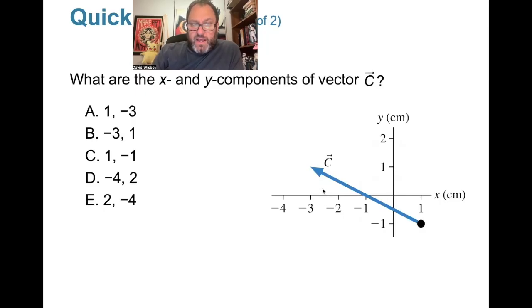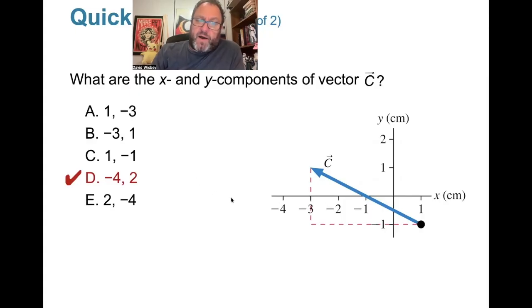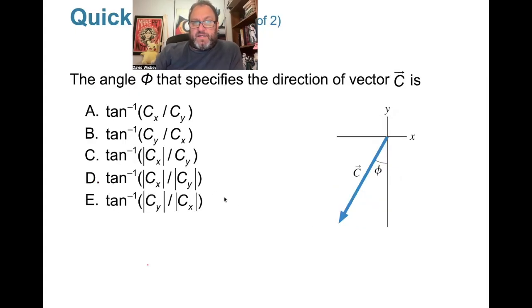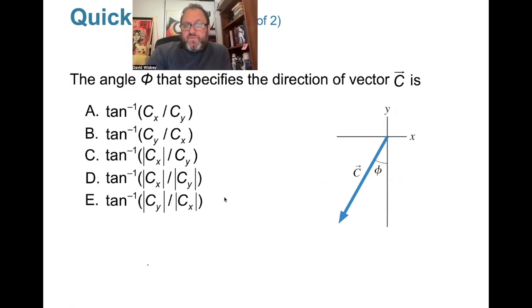Okay, so I think that the answer is -4, 2. I think it's D. Yeah, because we go over -4 and then up 2. All right. The angle that specifies the direction of the vector C.